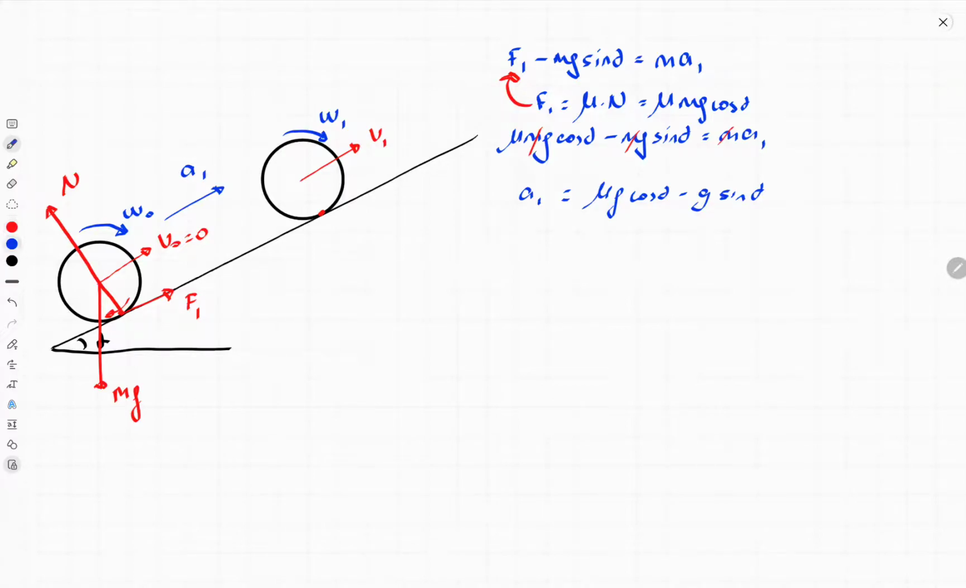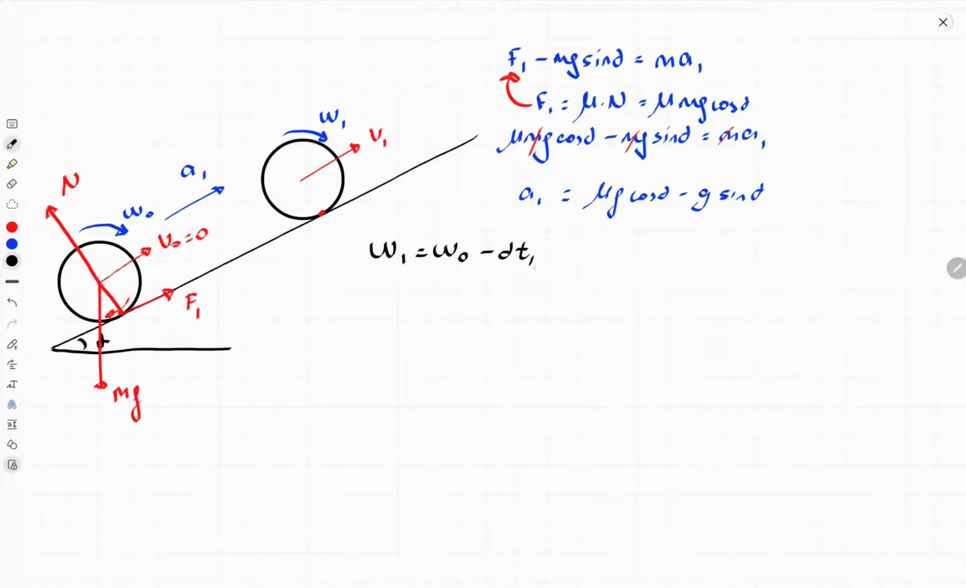Now, initially it was rotating clockwise, and anti-clockwise we have the torque of the friction force. That's why the angular speed decreases with a certain angular acceleration. Let me call this angular acceleration alpha. So the final angular speed equals the initial angular speed minus alpha times time, because the angular speed decreases with angular acceleration alpha.